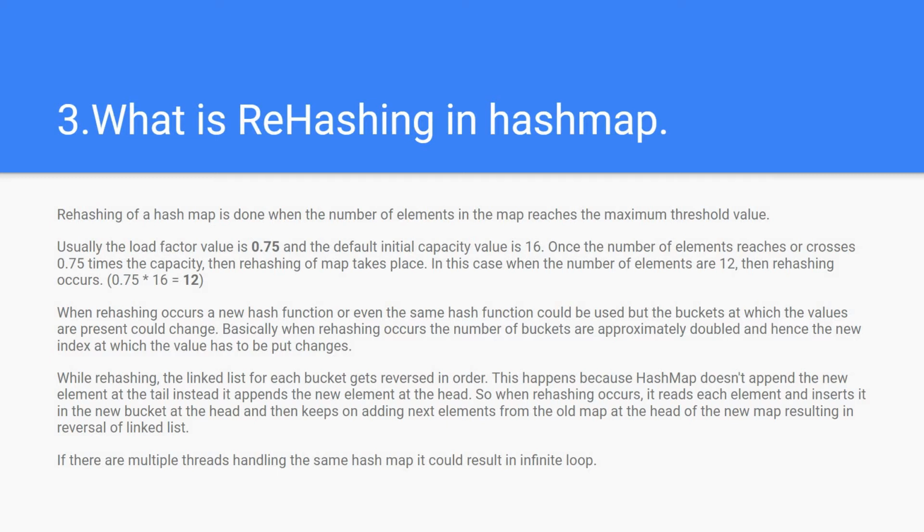Instead, it appends the new element at the head. When rehashing occurs, it reads each element and inserts it in the new bucket at the head, and then keeps adding the next element from the old map at the head of the new map, resulting in a reversed linked list. What happens is it reverses all the linked lists by appending elements at the head. If there are multiple threads handling the same HashMap, it could result in an infinite loop.